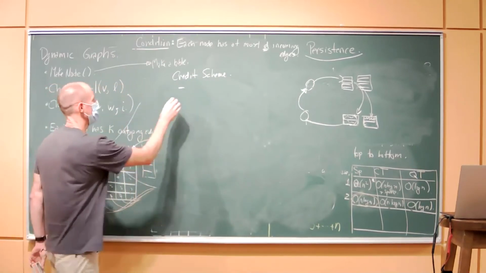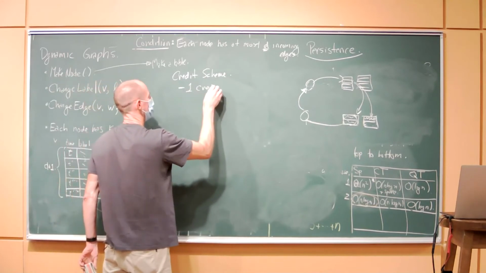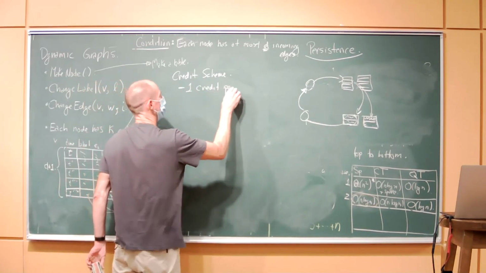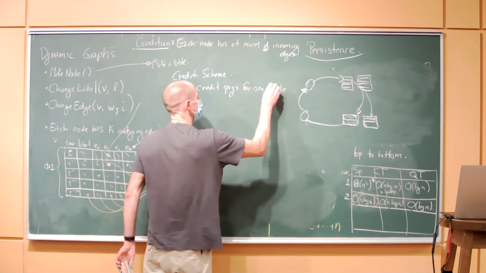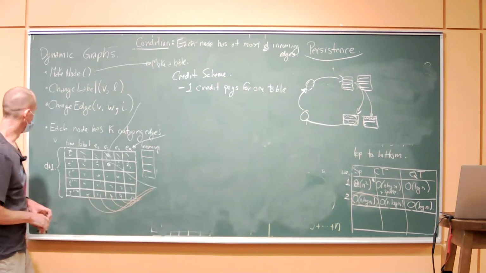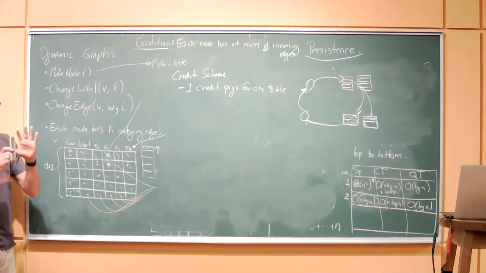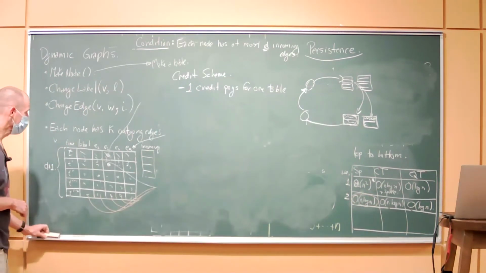So 1 credit pays for 1 table. So each time I create a new table, I'm going to pay for that with a credit. Good.